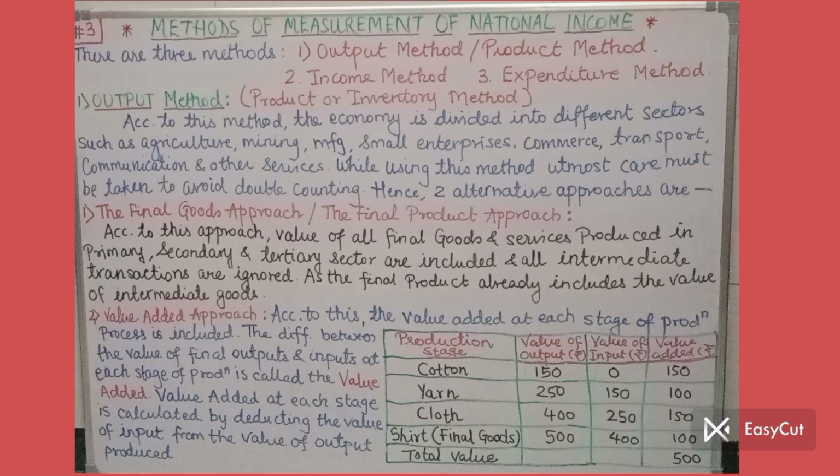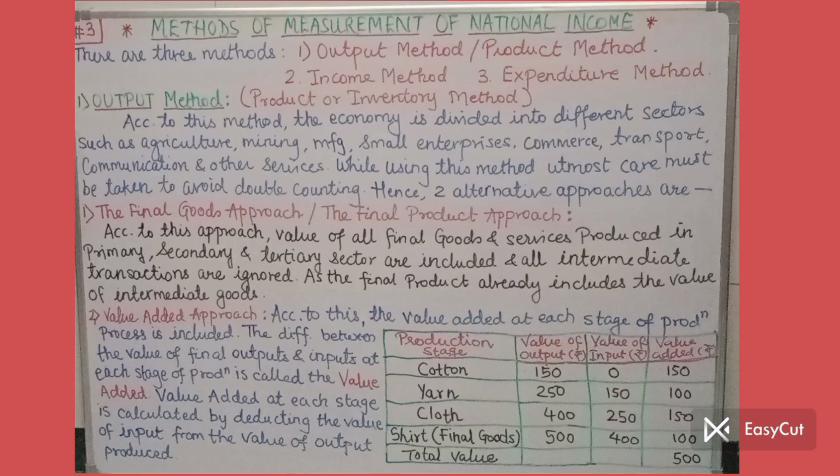Now look simply at only the last column, value added, and go on adding: 150 plus 100 becomes 250, plus 150 becomes 400, and plus 100, so we arrive at the final value of the shirt, which is 500. If you look at the table carefully, once you listen to this lecture, then after this lecture is over, again go to the table and look at it carefully, you will understand everything. Everything is written clearly on the board. So with this we finish with the value added approach.